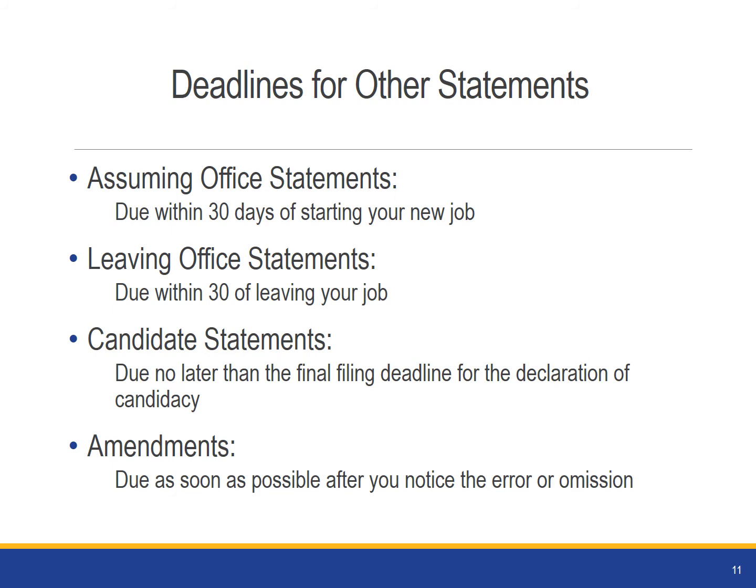If after submitting your Form 700 you realize that you didn't report something you should have, or you reported something incorrectly, you must submit an amendment. You do not need to complete the entire form again, only the schedule that needs a correction. You can find specific amendment schedules on our website.